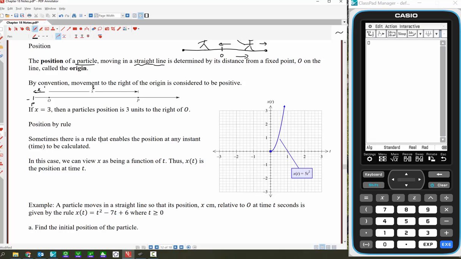So sometimes what we can do is we can actually have a rule that enables the position at any instant in time to be calculated. Okay? So in this case, we view x as being a function of t. That is, the position, or this value x, is a function of the point in time.